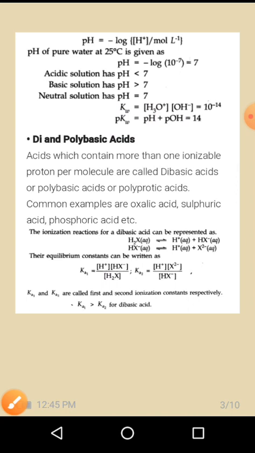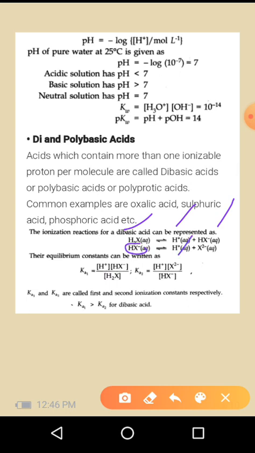Next one is di and polybasic acids. Acids which contain more than one ionizable proton per molecule are called dibasic acids or polybasic acids. If it is 2, then it is dibasic. If more than 2, then it becomes polybasic acid. Common examples are oxalic acid, sulfuric acid, phosphoric acid. The ionization reaction for a dibasic acid can be represented as H2X giving H plus and HX minus, and HX minus giving H plus and X2 minus, like that.